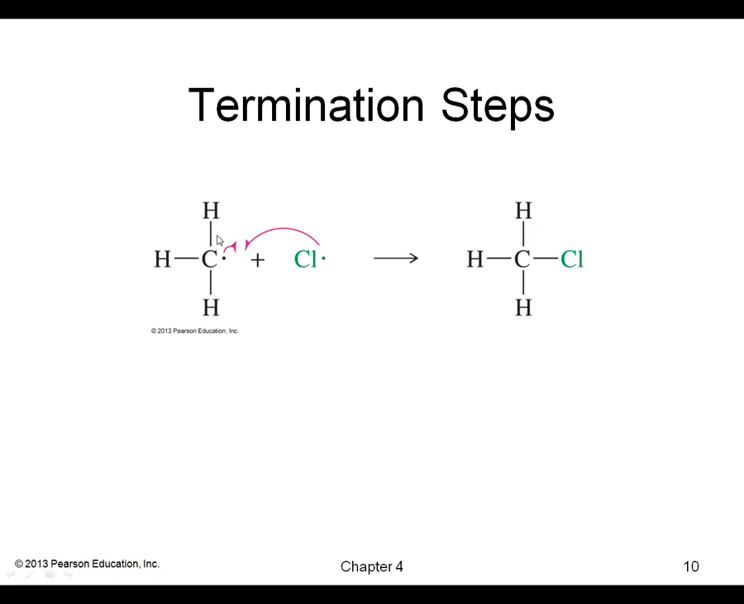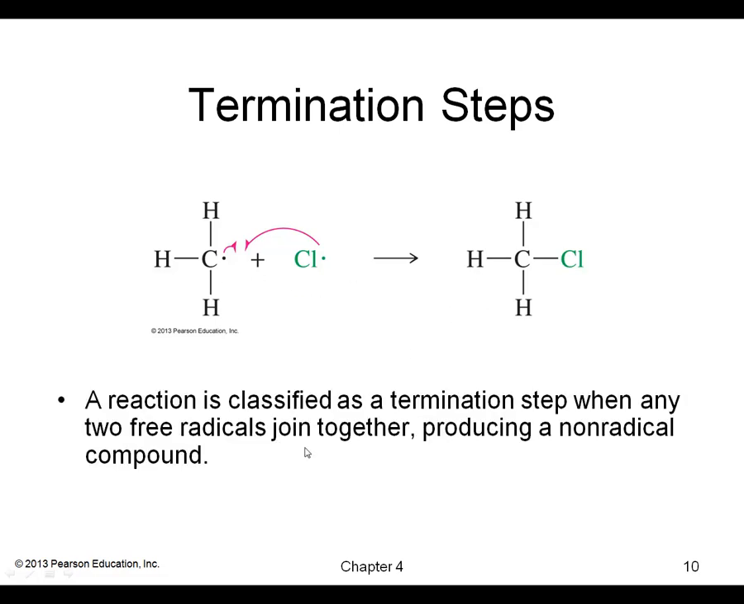Termination reactions, where we combine any two radicals, so a methyl and a Cl dot. Okay, remember we always produce a non-radical, so we are quenching the radicals because there's no radical on this side.